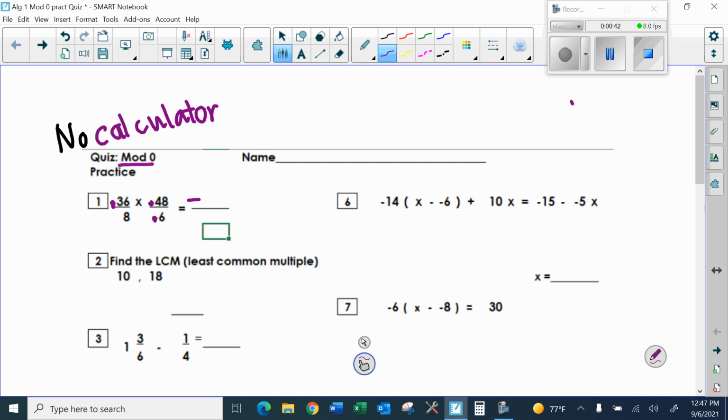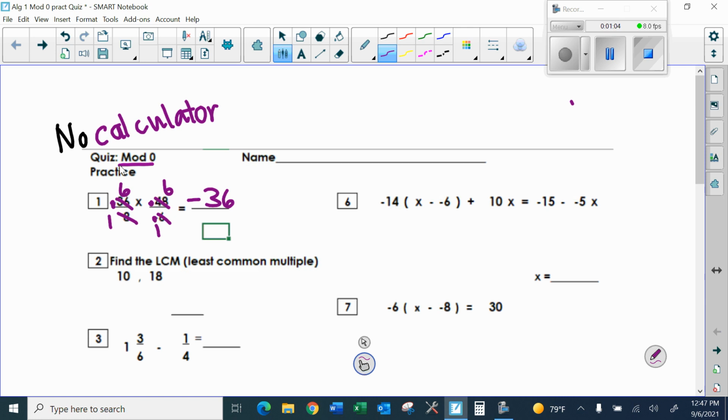Okay. Now I cross cancel. 8 goes into 8 once. 8 goes into 48 6 times. 6 goes into 6 once. 6 goes into 36 6 times. And now I multiply across. I get 6 times 6 is 36 over 1 times 1 is 1. Anything divided by 1 is itself. So the final answer is negative 36.